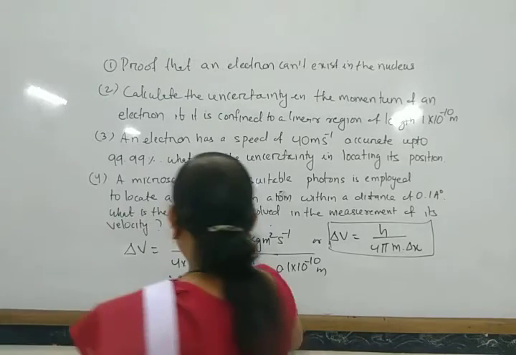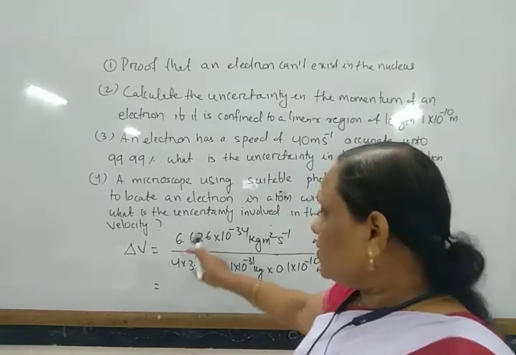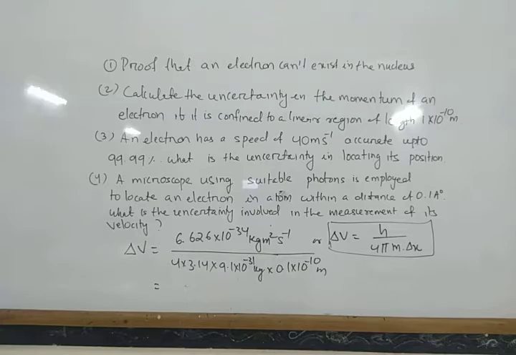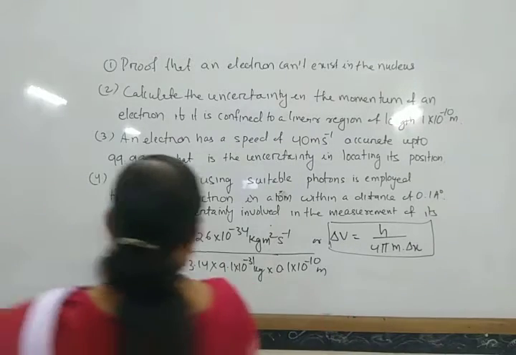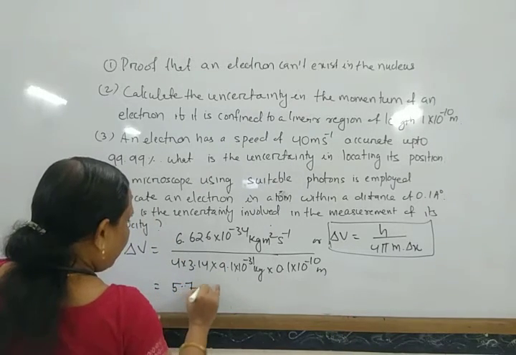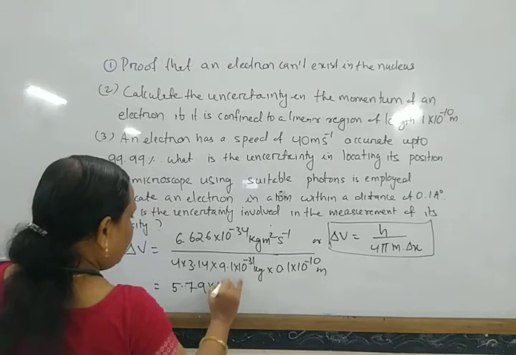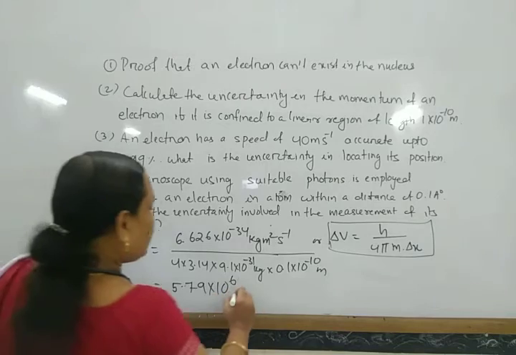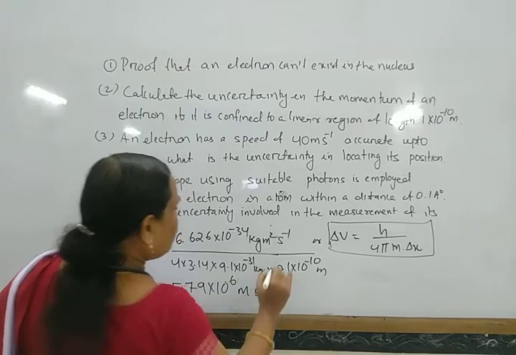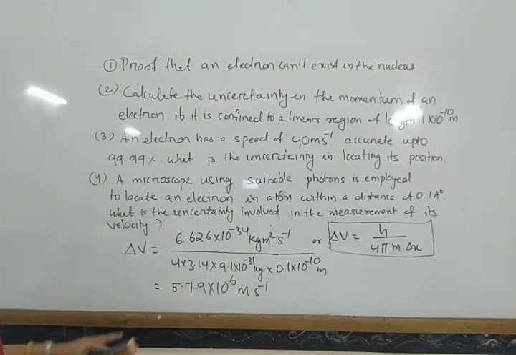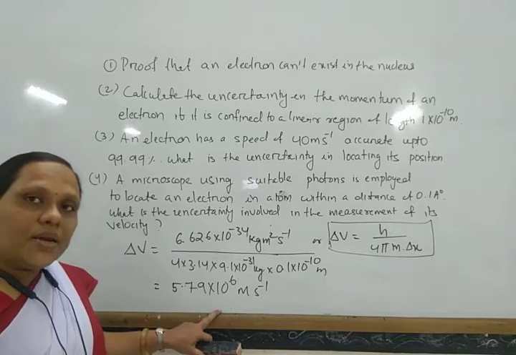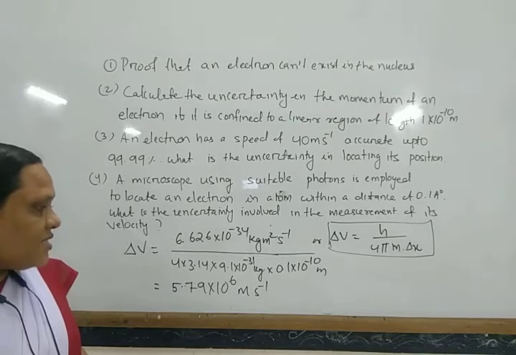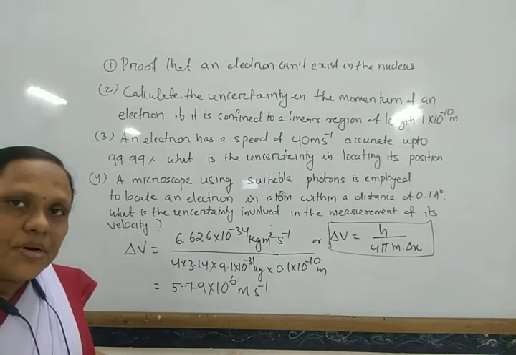Or if you are good at calculating, then also you calculate. Okay, so in this way you find this value is 5.79 into 10 to the power 6 meter second inverse. So the uncertainty in velocity is 5.79 into 10 to the power 6 meter second inverse.